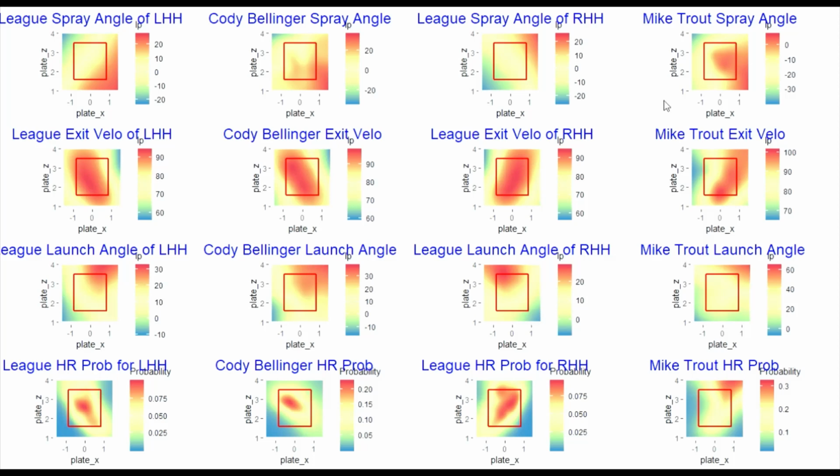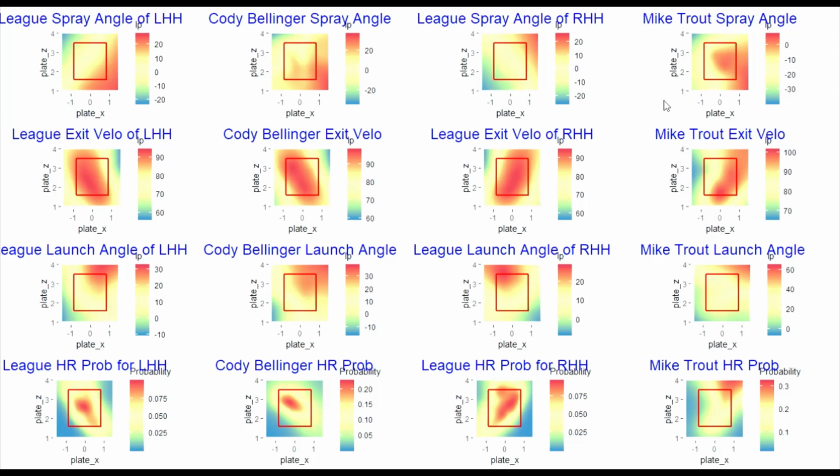As well as the home run probability for Cody Bellinger greatly increases on pitches up and slightly away, whereas meatballs right down the middle are the highest probability for left-handed hitters. And Bellinger has about 3 times the probability of a home run than the league. And then we can see Mike Trout is roughly along the same lines.